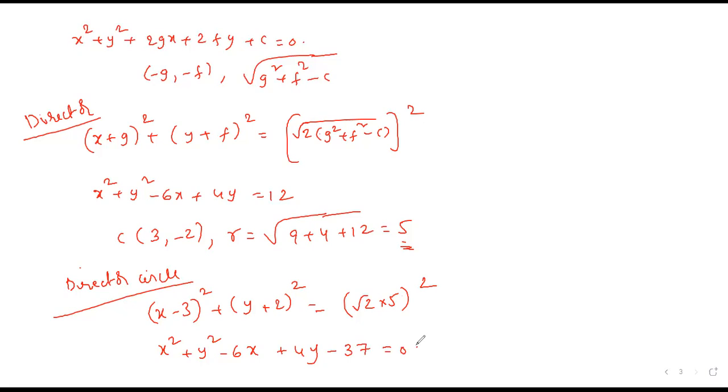So like this, you will find the director circle. The director circle means it is a concentric circle with the same center, but radius is root 2 times the radius of the given circle. Like this, we find the director circle. The director circle is nothing but the locus of the point of intersection of perpendicular tangents. So if you find the locus of perpendicular tangents, all points lie on a circle, and that circle is called the director circle.